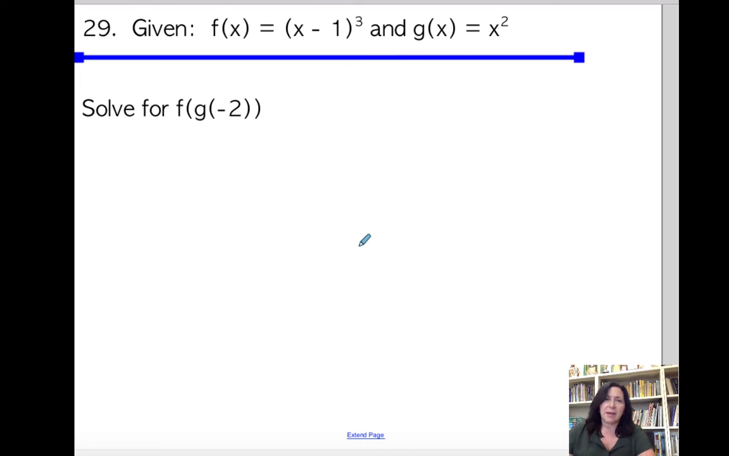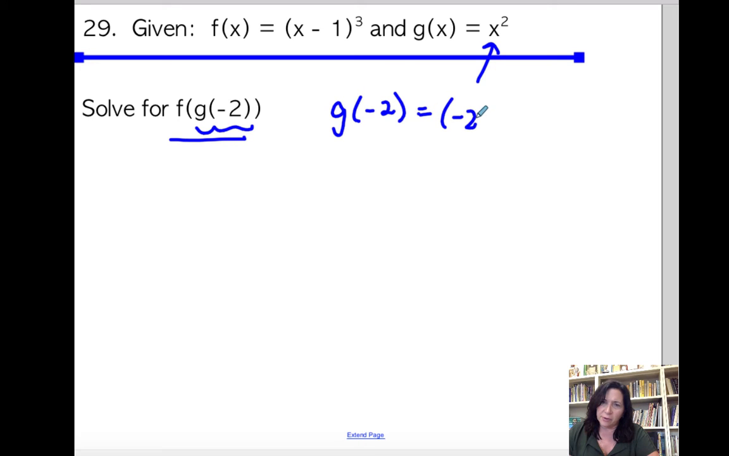So 29. Given this information, you have f of x is that, g of x is that. Your job is to solve for this. Now, you always do the inside first. Inside and then out. So first we need to do g of negative 2. And so that means that this value right here, this negative 2, is going to replace x.